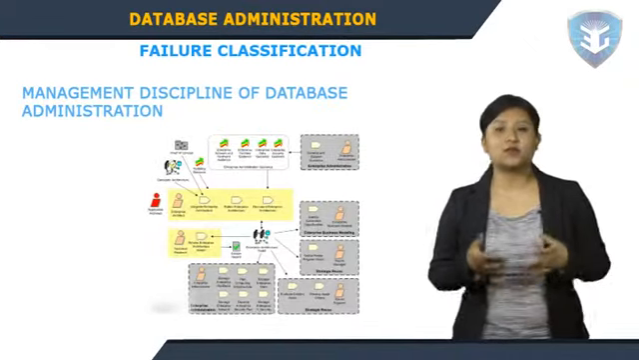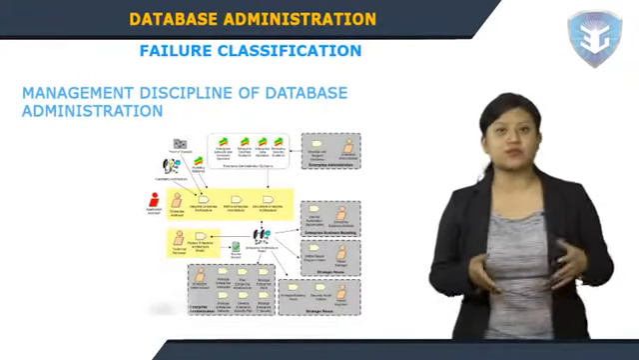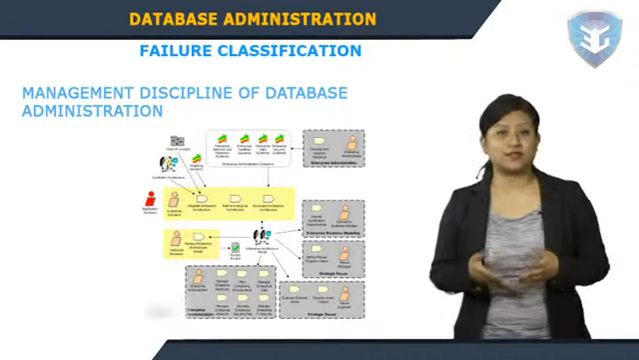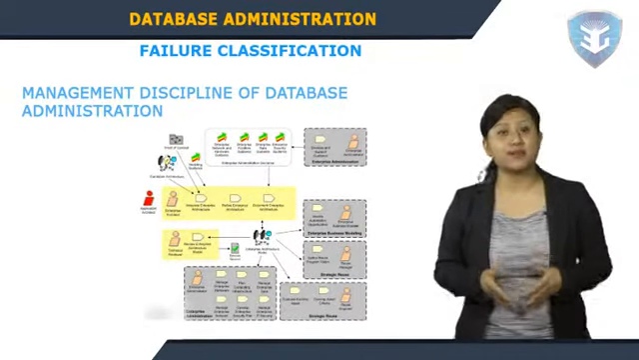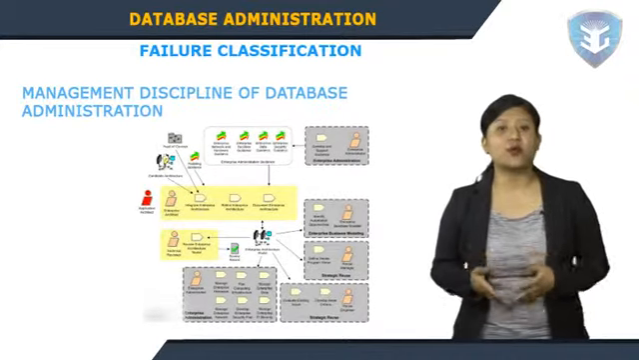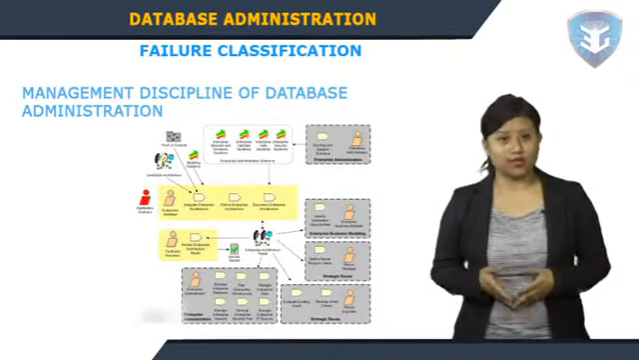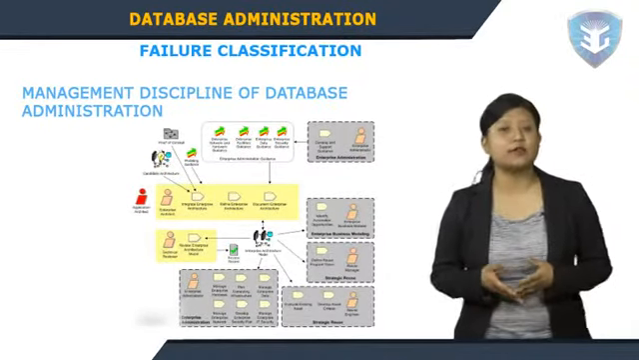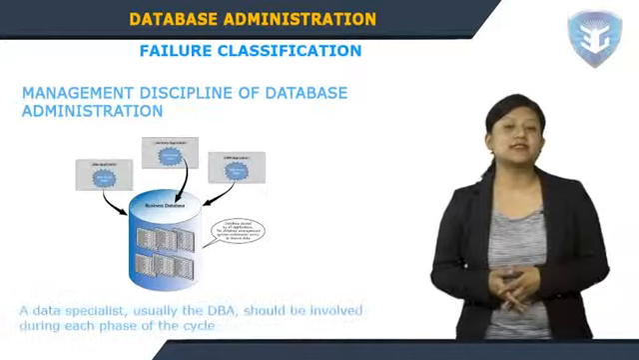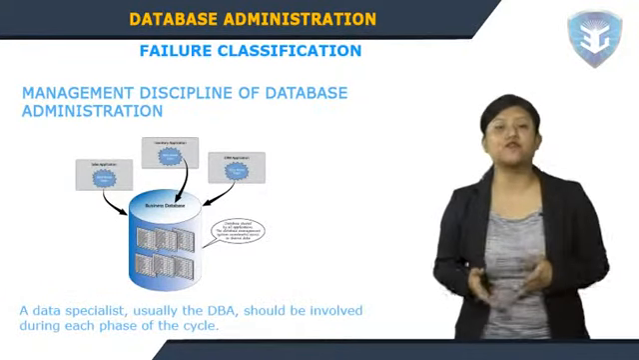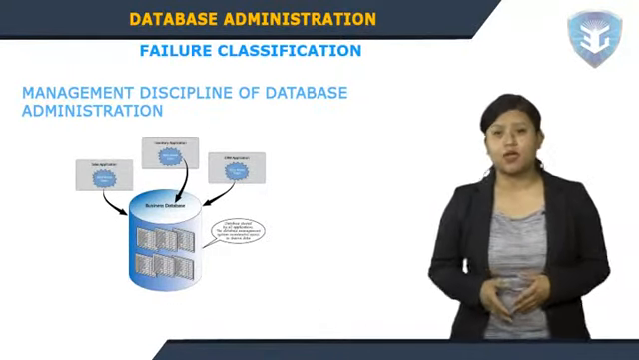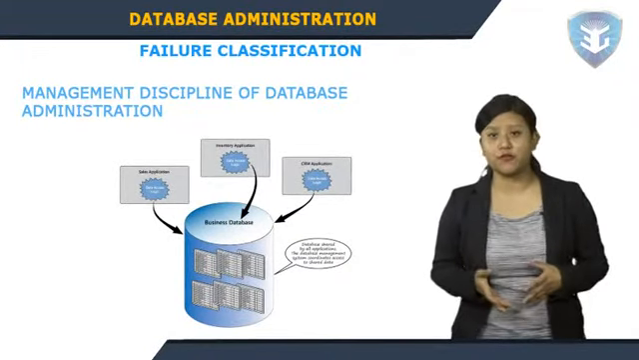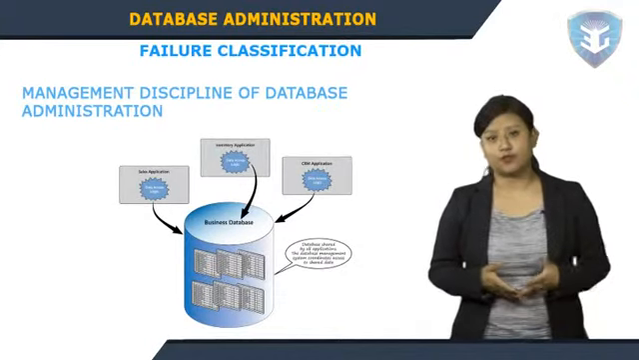In contrast, the proactive DBA implements practices and procedures to avoid problems before they occur. A proactive database administrator develops and implements a strategic blueprint for deploying databases within the organization. This plan should address all phases of the application development life cycle. A data specialist, usually the DBA, should be involved during each phase of the cycle. The DBA is also responsible for migrating the new database from the test environment to the production environment.